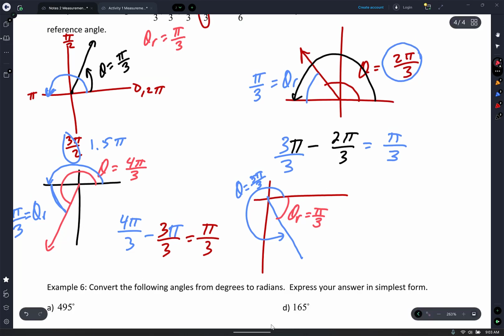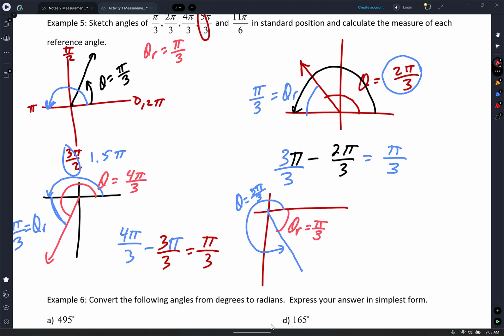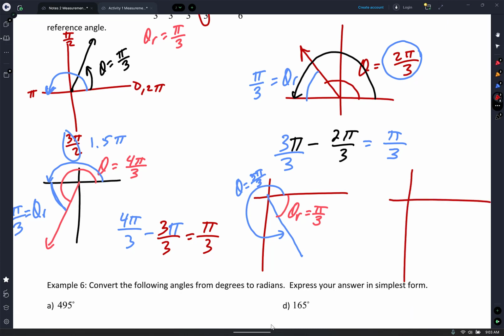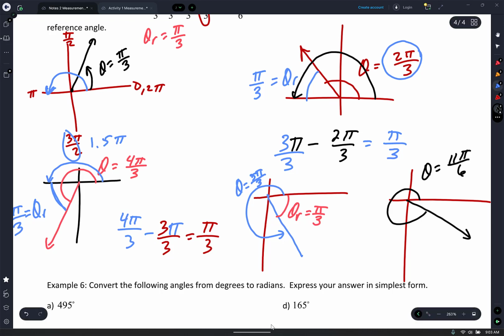All right, one more. And let's see if you guys can do this one. 11 pi over 6. So it's almost 2 pi. So you're still in quadrant 4. So I'm going to exaggerate quadrant 4. Here is my revolution. And bam. That is 11 pi over 6. How far away are you from doing a whole revolution?